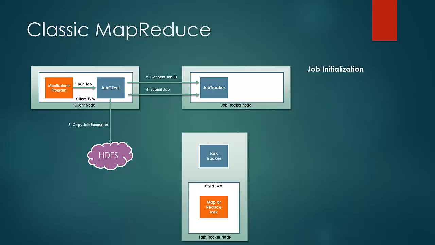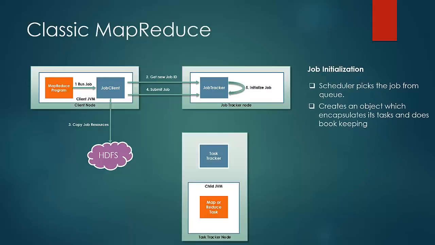Job scheduler will pick it up from the queue and initialize it. Initialization involves creating an object to represent the job being run. The object encapsulates its tasks and bookkeeping information to keep track of status and progress. After that, the scheduler retrieves the input splits from HDFS and creates one map task per split.